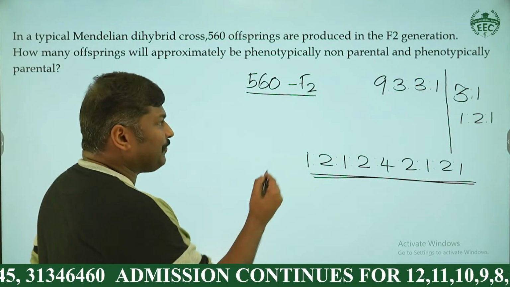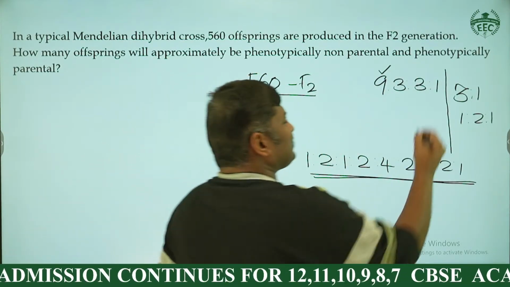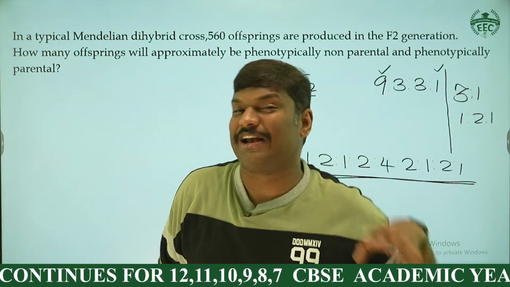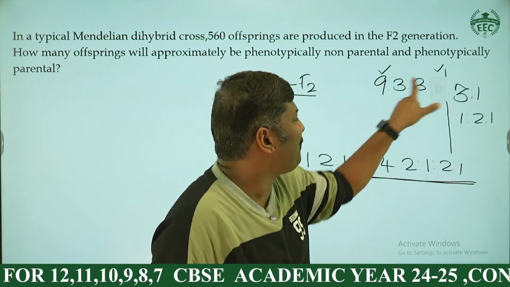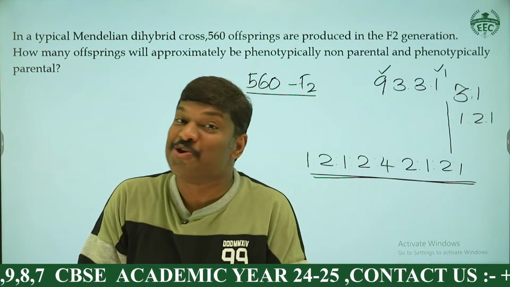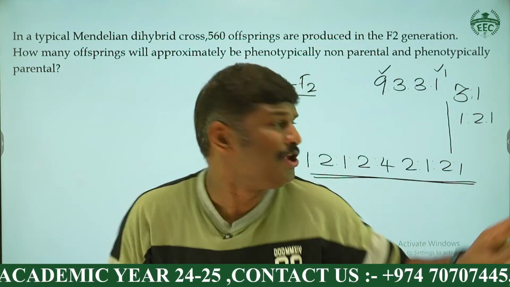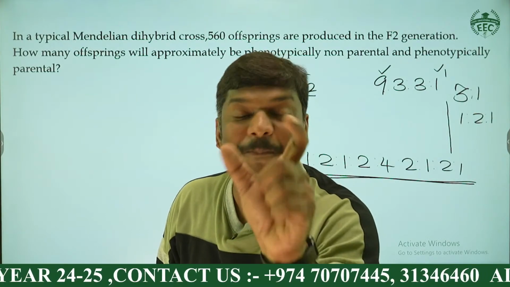And here, 4 different types means what? The 9 is parental, my dear students, as well as the last one is also parental. And you already studied one law related with the dihybrid cross. What is that? Along with the parental, you can see the non-parental. That term is very important, my dear student. Not in monohybrid. Monohybrid only parental characters.